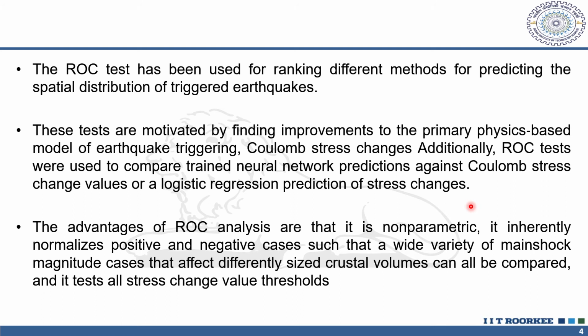Now the ROC test has been used for ranking different methods for predicting spatial earthquakes. These tests are motivated by finding improvement to the primary physics-based model of earthquake triggering, that is Coulomb stress change. The basic idea here is that displacement in the elastic upper crust produces a stress perturbation which can be resolved into shear and normal components on receiver faults. There is an increase in shear stress in slip direction and a decrease in normal stress. By inspection, we can see that most aftershocks occur in the area of stress increment.